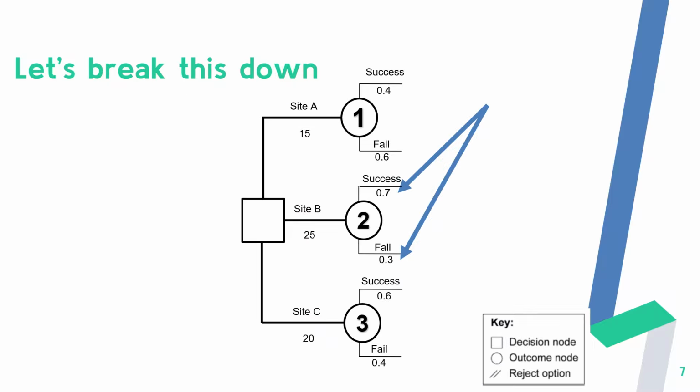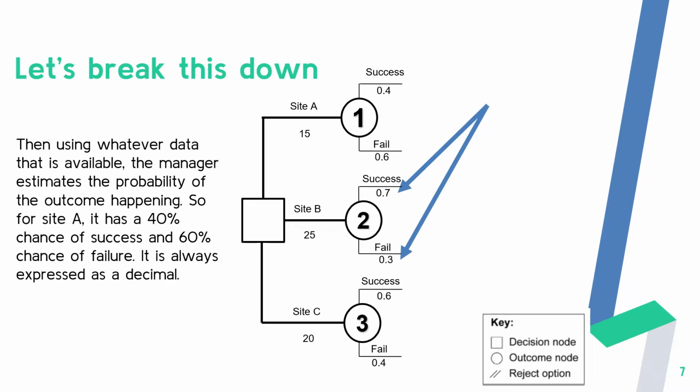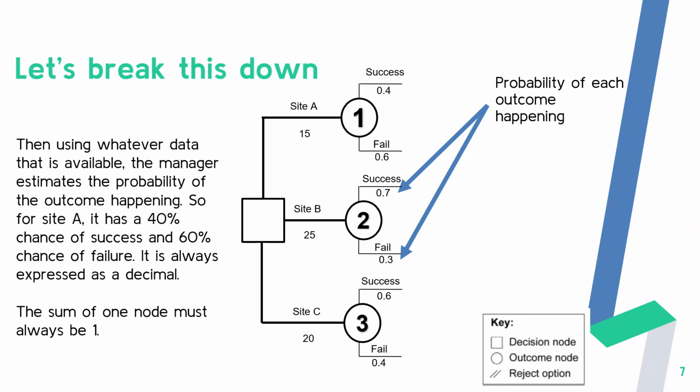Next up, we are going to put the probability of each one under the wording. So in this case, you can see that for site A, we have success, and underneath we have 0.4. As I mentioned before, this means it's a 40% chance of being successful. We're going to do this for all of our options.